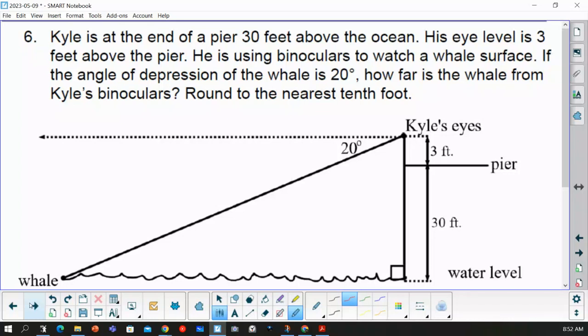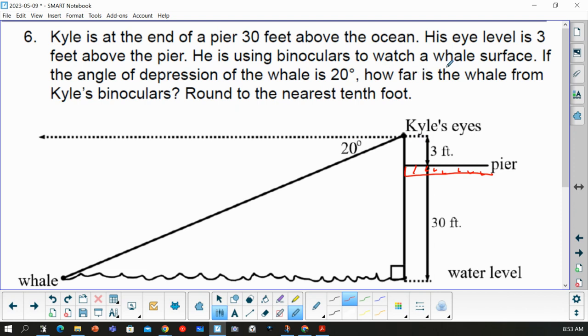All right, I'm working on the Geometry Chapter 8, Part 2 Imposter Test, and this is problem number 6. Kyle's up here on top of this pier. Here's the pier right here. Do you see the pier? Right there it is. And he's up on the top of this pier, and his eyes are 3 feet above there, right? His eye level is 3 feet above the pier.